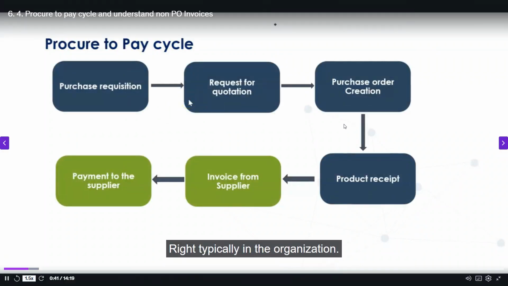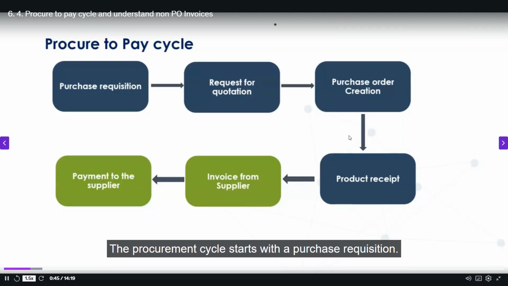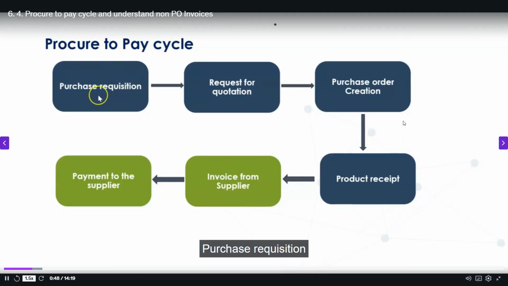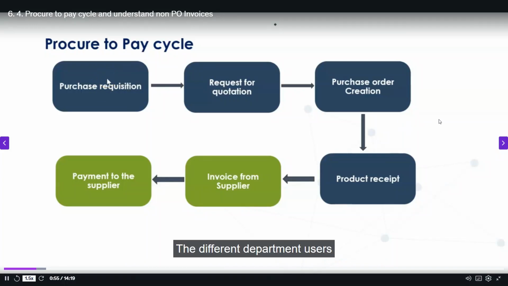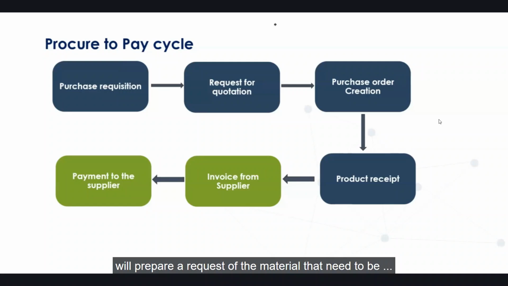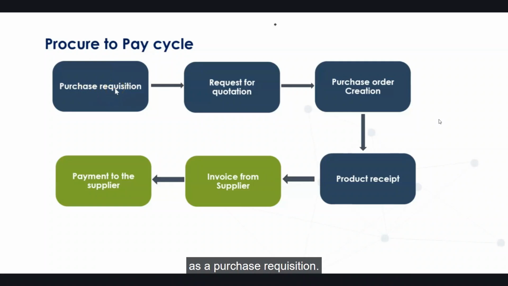Typically in organizations, the procurement cycle starts with the purchase requisition. You can consider this as a purchase request, where different department users prepare a request for the material that needs to be purchased and submit that request. Based on the organization's policies, that will go to the respective people for approval, and once approved, it goes to the procurement team, the purchase department, to purchase it from one of the available suppliers or else a new supplier. In D365 terminology, you hear people calling that a purchase requisition.